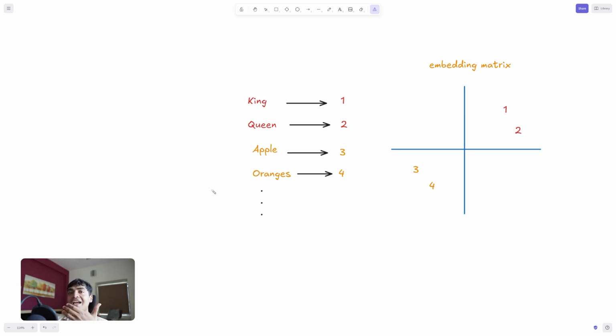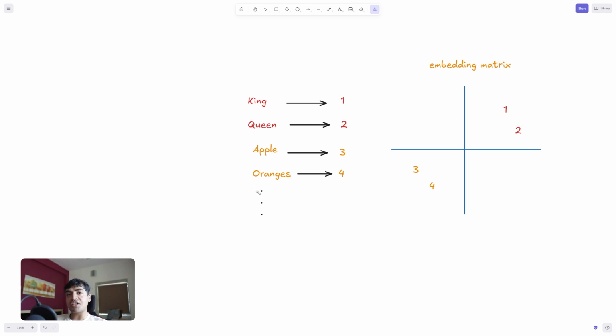One way of doing that is mapping the words to specific numbers. So we can have a huge vocabulary, and for each word, we can have a number mapped to it. So for king, I can have one. For queen, I can have two. For apple, I can have three. For oranges, I can have four, and so on and on. This process is called tokenization.